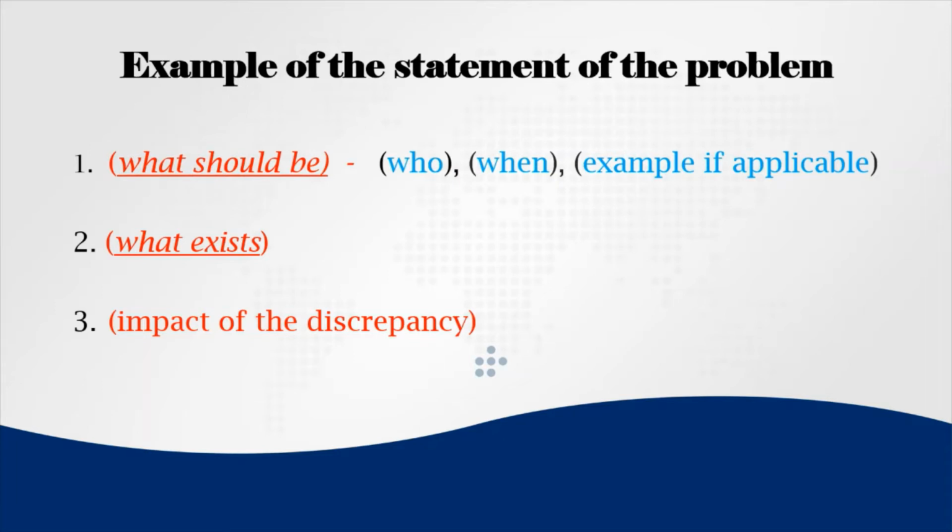Now you want to investigate this. So what should be here will be who is involved. It's female patients who are suffering from cancer. When they are in pain, an example will be, they are not given their morphine as required. So what exists is that the pain continues and the patients are not getting better. That will be the impact of the discrepancy, that the patients are not getting better because they continue to have pain. So you look at all those.